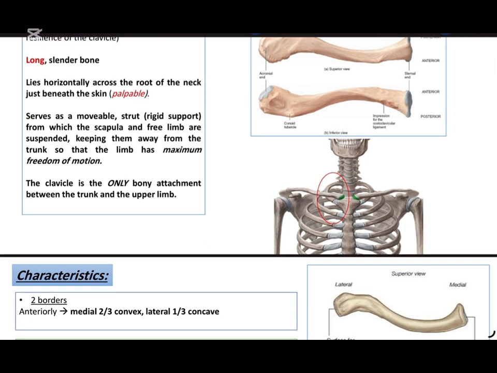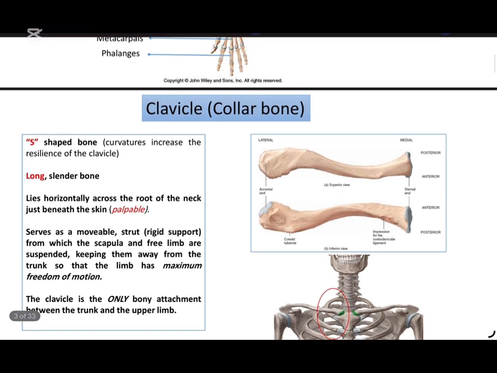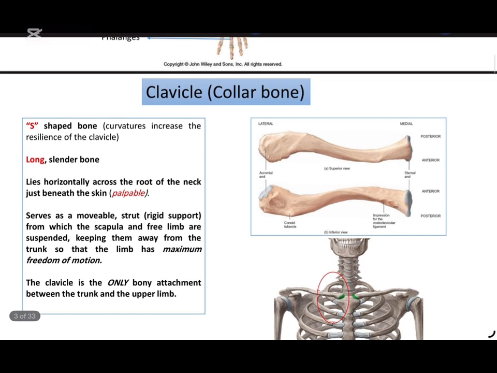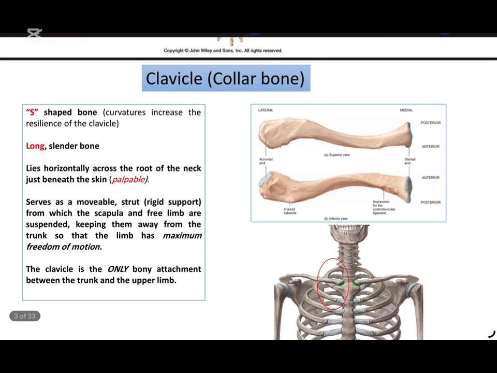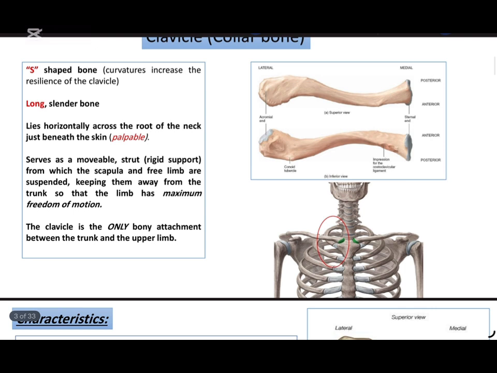First, we have the clavicle. So this is the clavicle. It is an S-shaped bone. Why is it S-shaped? Because as you can see, there is a curvature here. It is located horizontally in the body, and this bone is the only bone that connects the bones of the upper limb with the trunk.